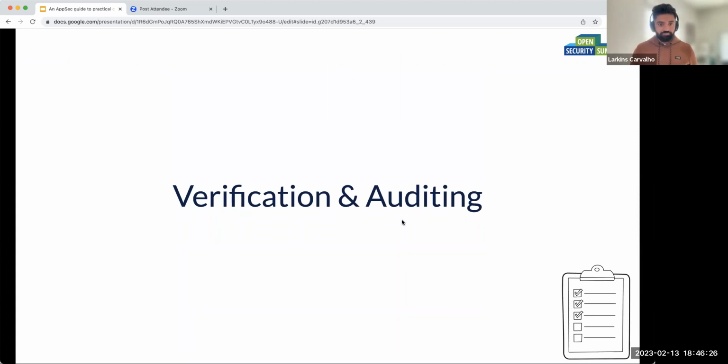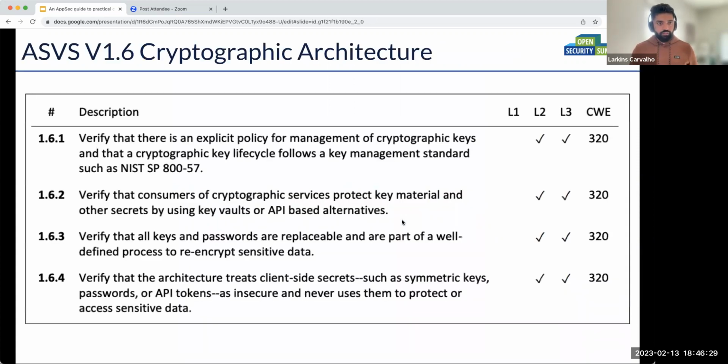Verification and auditing. Let's take a look at some of the cryptography architecture. The verification standard ASVS is an OWASP project, and it stands for Application Security Verification Standard.